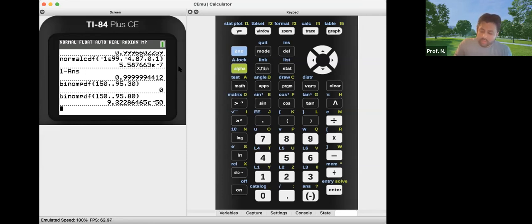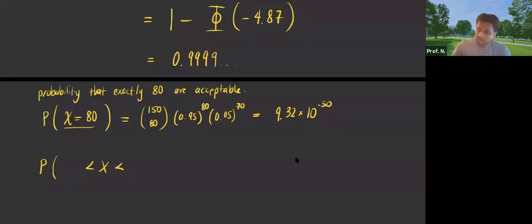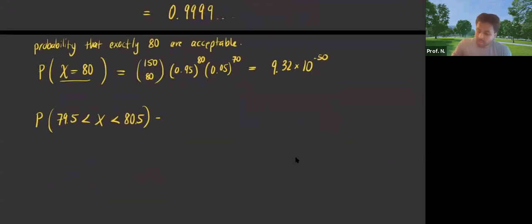So how we're going to do that is, instead of finding a particular value for 80, we're going to add and subtract 0.5 because I want to include this continuity correction step here. So this 80 here, I'm going to change it to 80.5 and 79.5. Okay.